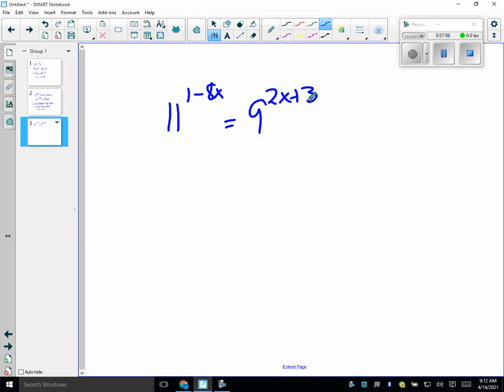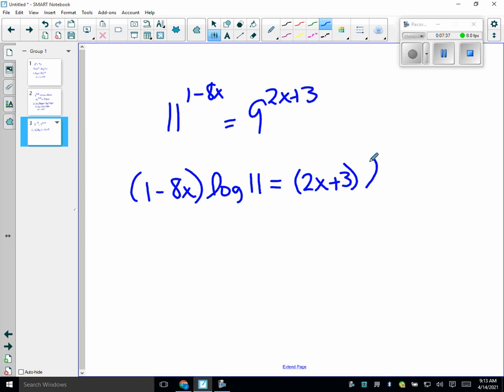Since on each side of my equal I have a number to an exponent, that's all I have. Can I go ahead and log each side? Is that all right with you? Sure. Can I move my exponent out front in the same step? Yeah. So I have (1 minus 8x) log 11 equals (2x plus 3) log 9. You agree?